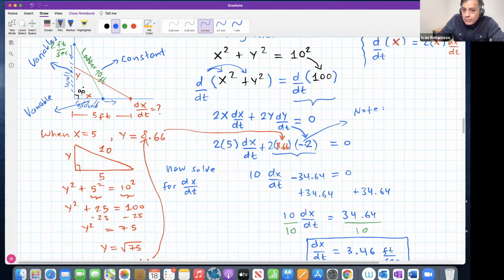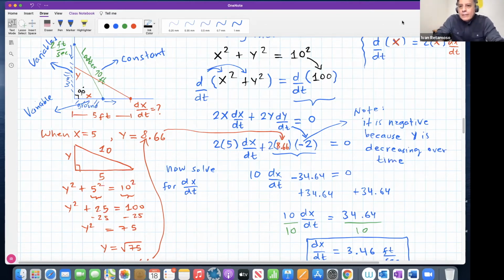But I'm gonna write a note here, precisely to justify this negative sign. It is negative because y is decreasing over time. Okay, decreasing over time. Yeah, very good, guys. Excellent.